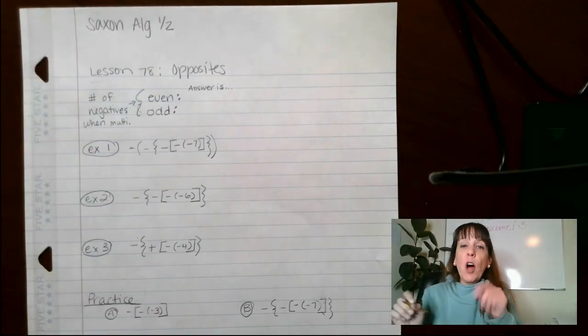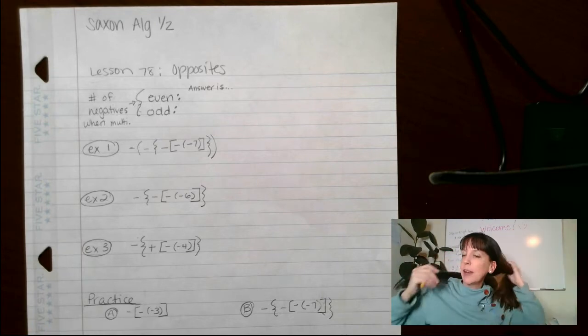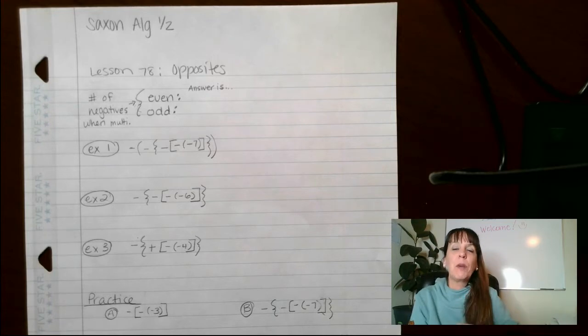So today we're talking about opposites, and in terms of math, opposites can mean a whole lot of things, but today we're going to be talking about how opposites apply to positive and negative. The opposite of positive is negative, the opposite of negative is positive.